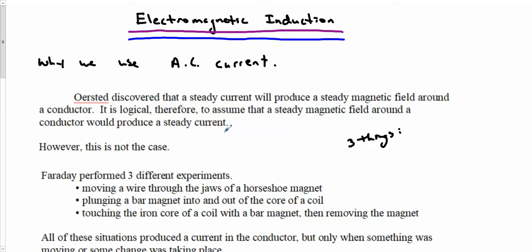Alright, let's answer that question, why we use AC current. It's a topic called electromagnetic induction. Oersted discovered that a steady current produced a steady magnetic field around a conductor, and we used our right-hand rule for that to determine those directions. It is logical, therefore, to assume that a steady magnetic field around a conductor produces a steady current, but this is not what happens.